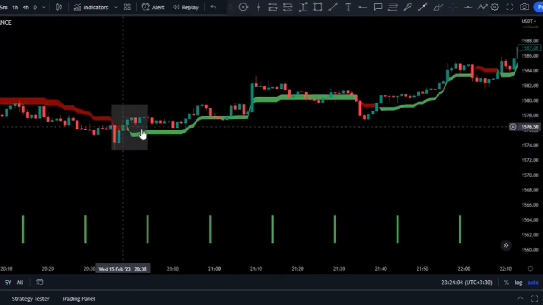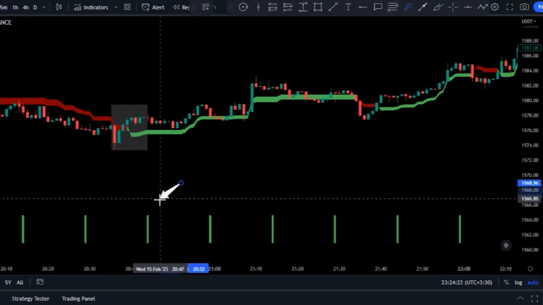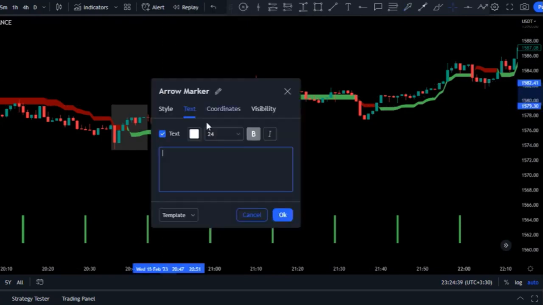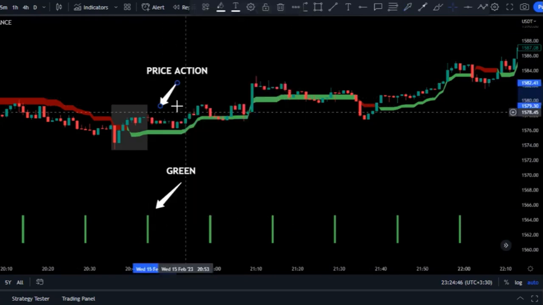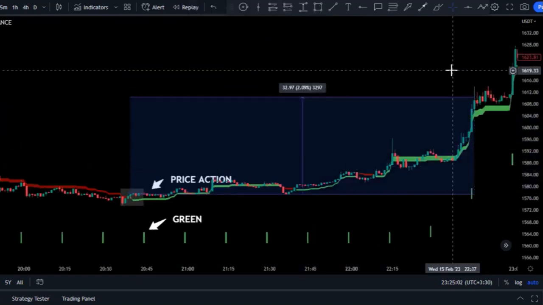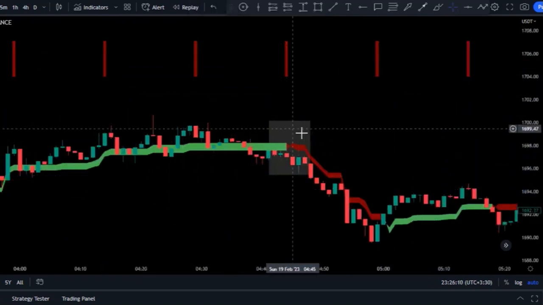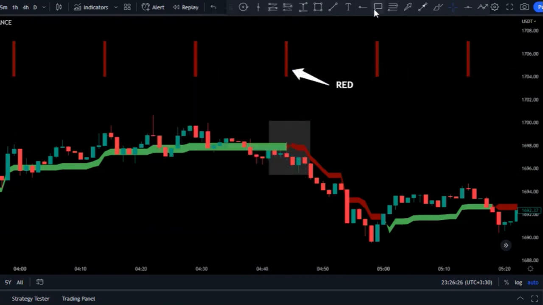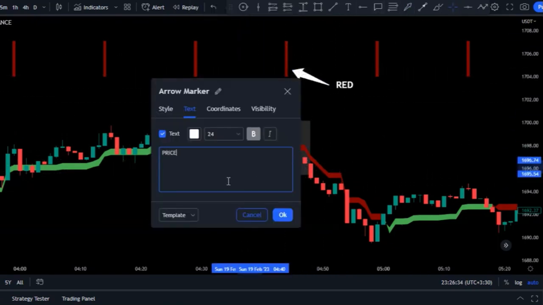Now for the buy trading, after the initial buy signal, the second indicator should be green and the price action should be above this indicator. Also for a sell trade, after the initial sell signal, the second indicator should be red and the price action should be below this indicator.